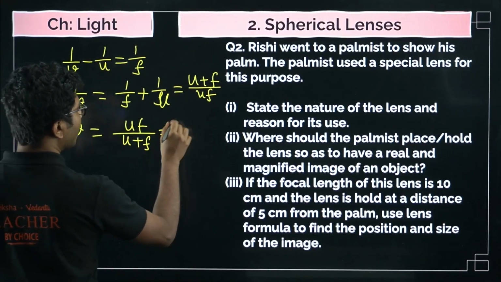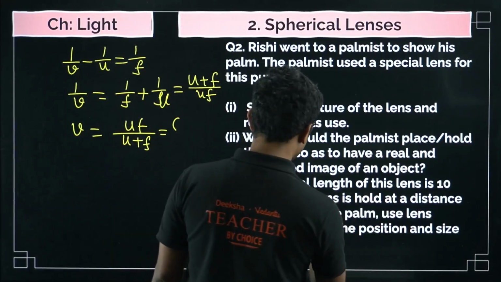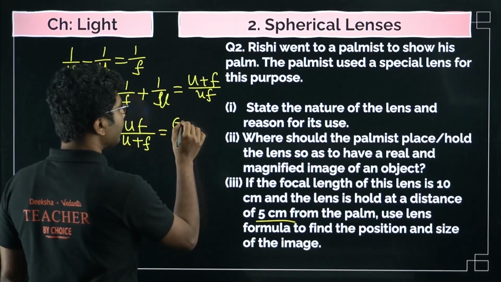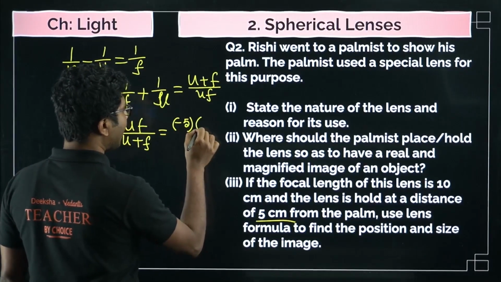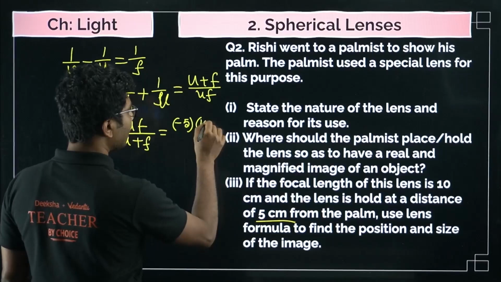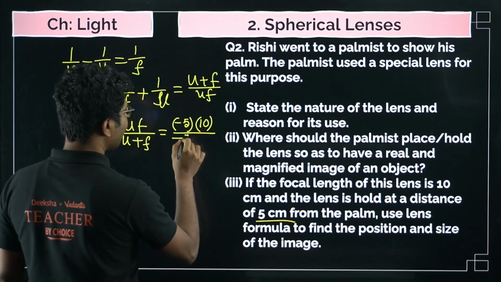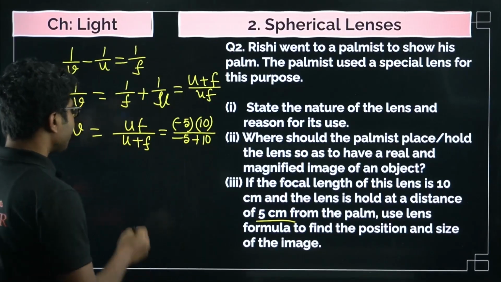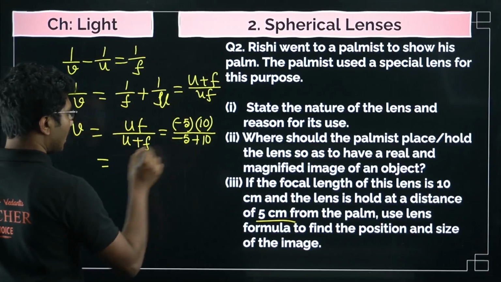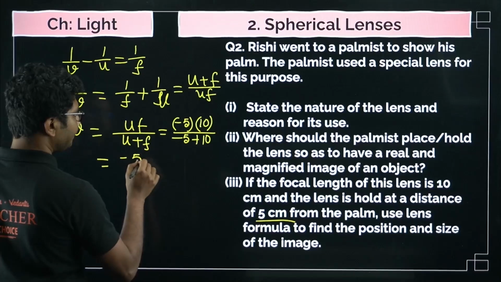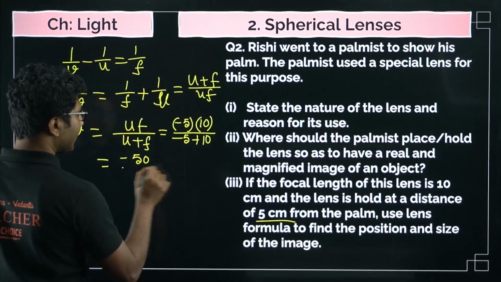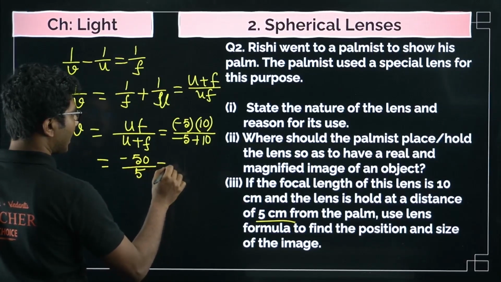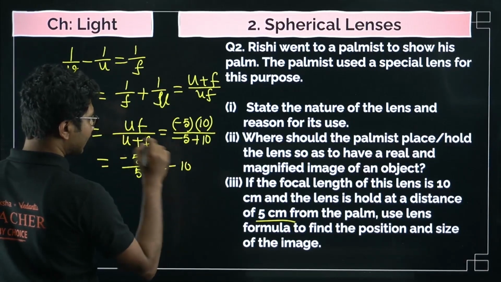Now let's put the value. So u is given here at a distance of 5 centimeters. So you have to declare the variables first. So u is minus 5 centimeter, and f is given as 10 centimeter. Convex lens means focal length is positive. Okay, so just put the values. It will be minus 50 divided by plus 5. Okay, so it will be minus 10 centimeter.